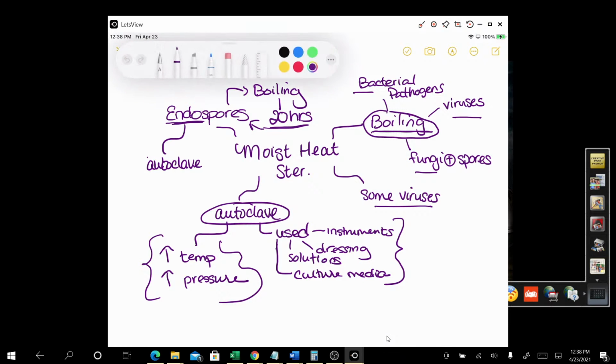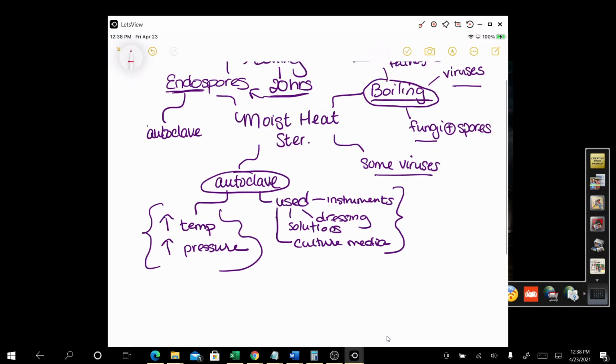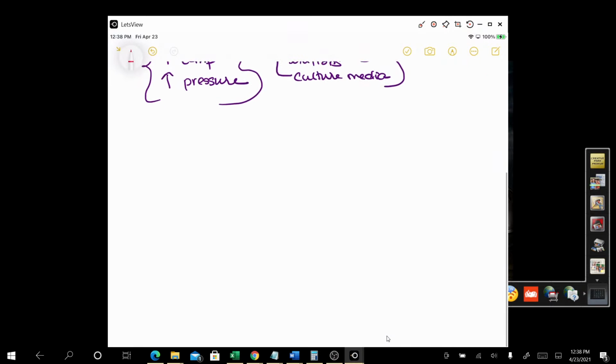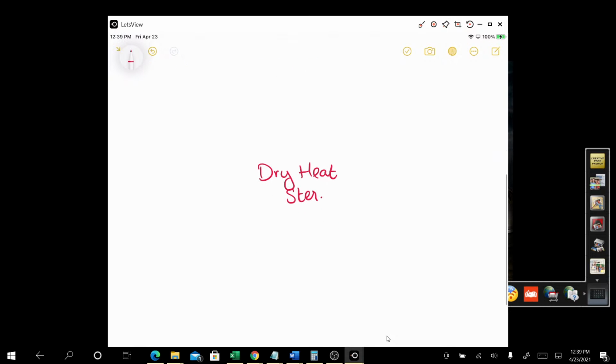So let's switch up the color. We're going to do red and we're going to do dry heat sterilization. So with dry heat, we have 2 things that we need to remember. Flaming, and we're going to have to remember hot air sterilization.